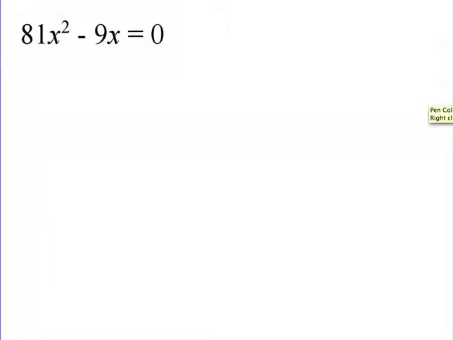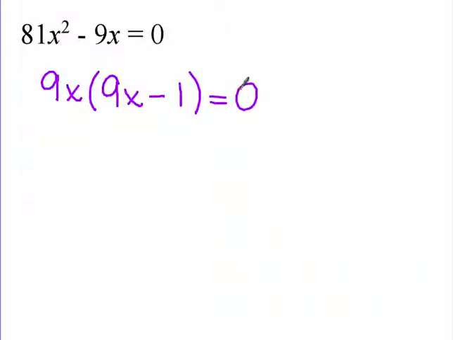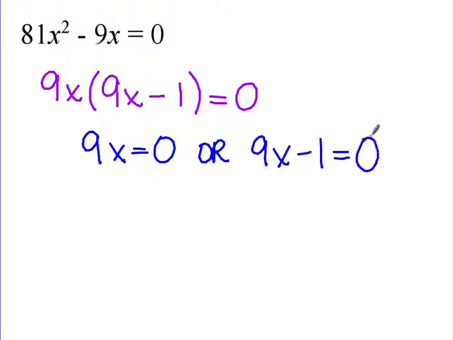Okay, let's look at this one. 9x, so, two terms. What's in common with the first? 9 and an x. So 9 times what will give me 81? 9x, good, minus, perfect. Okay, so zero product property again. 9x equals 0, or 9x minus 1 equals 0.